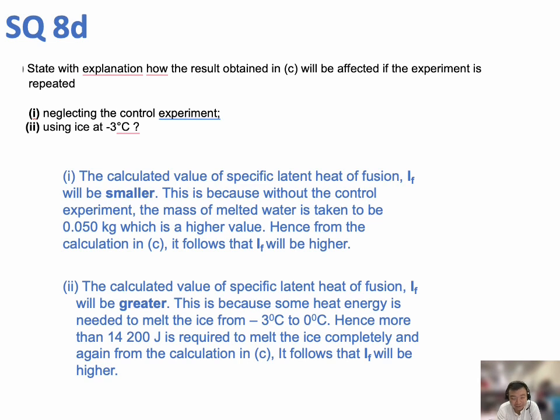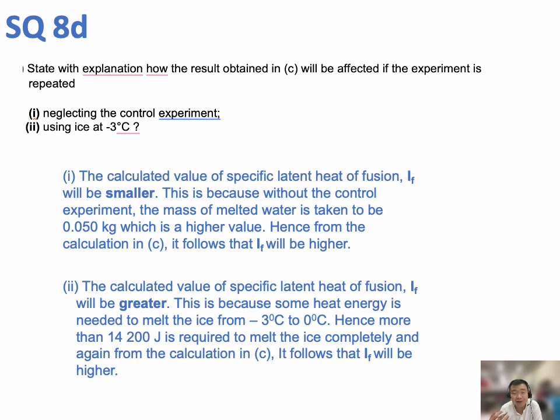Part D is a thinking question. So what happens to your results if, number one, you do not use a control experiment? If that is the case, then the amount of mass of ice that melts that you recorded will be an overestimate.